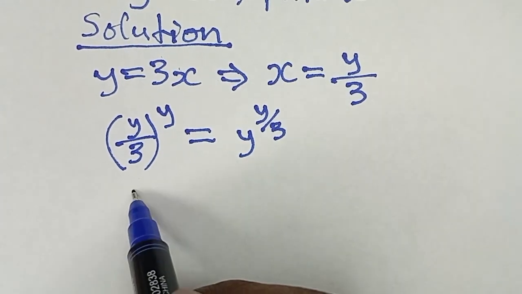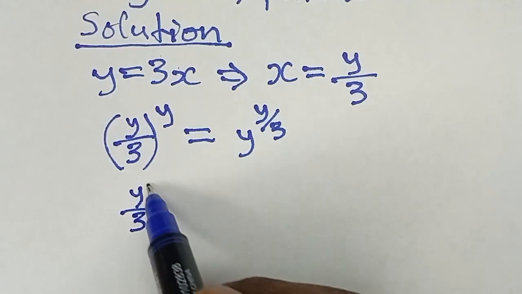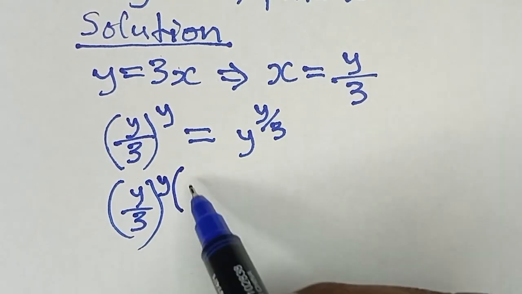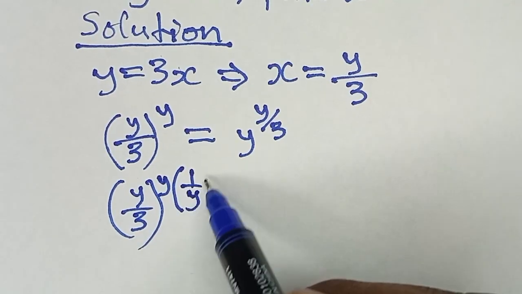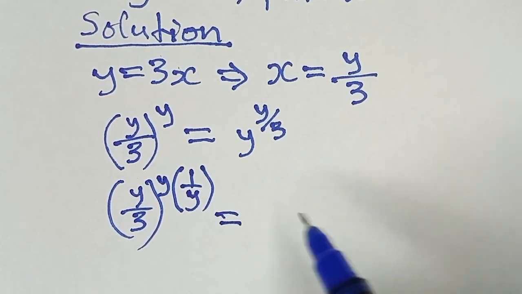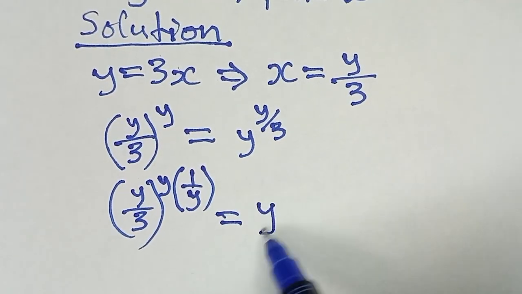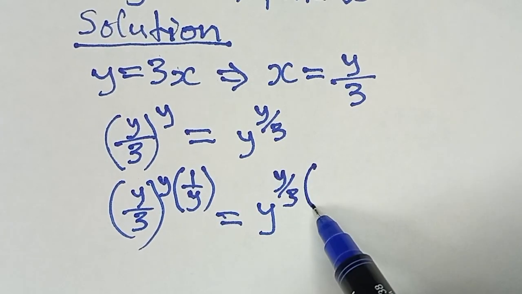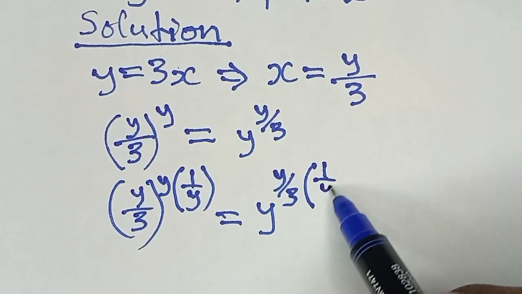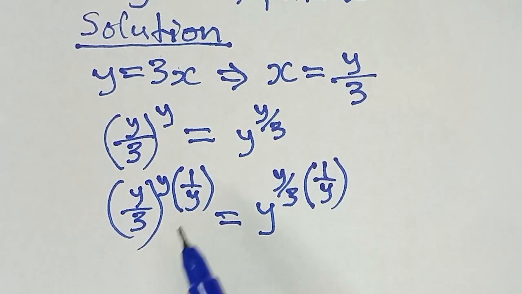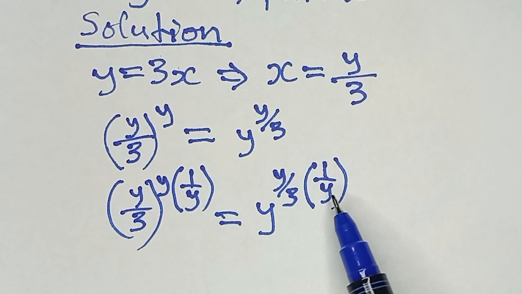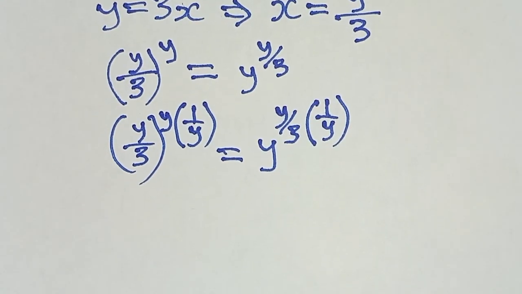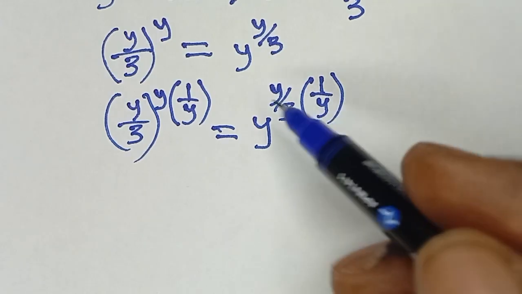So I'm going to say y over 3, all to the power y, and then multiply by 1 over y, that is the inverse of y, is equal to y to the power y over 3, and then all to the power 1 over y. So don't forget, whatever you do to one side of an equation, you also do to the other side of the equation. So from there, we can move on and cancel out.